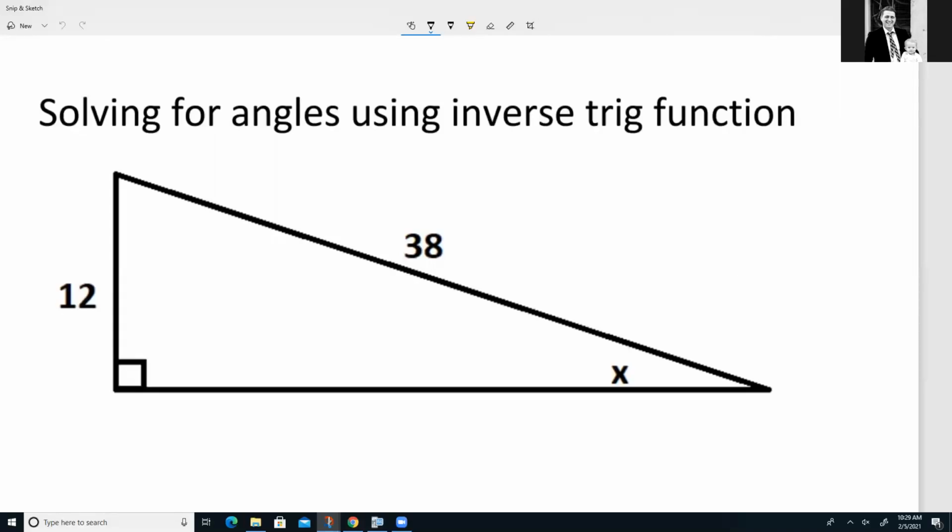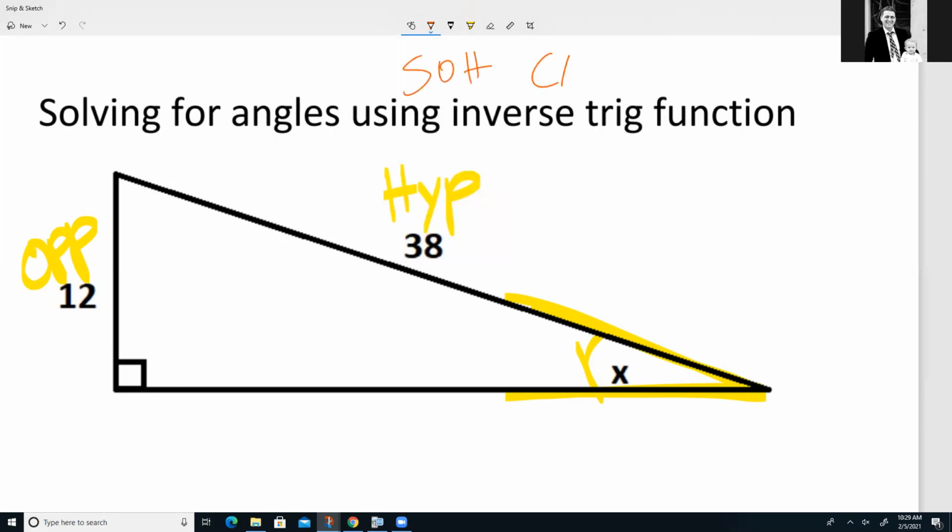Let's talk about solving for an angle using a trig function. So if I look at this example, I see that I have this reference angle marked as x. Now, in relationship to that reference angle, I have this side that is opposite and this side that is the hypotenuse. So if I think about SOH CAH TOA, I know opposite and hypotenuse means sine. So I'll have sine of my reference angle, in this case x, equals my opposite side, which is 12, over 38. And then we need to solve for x.